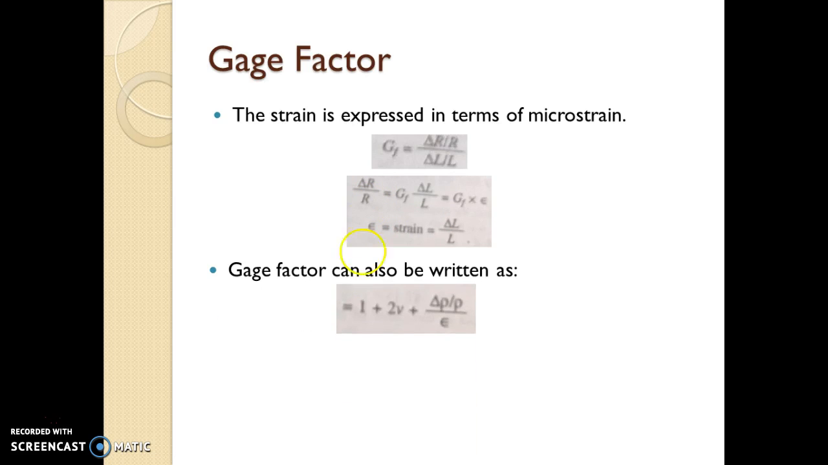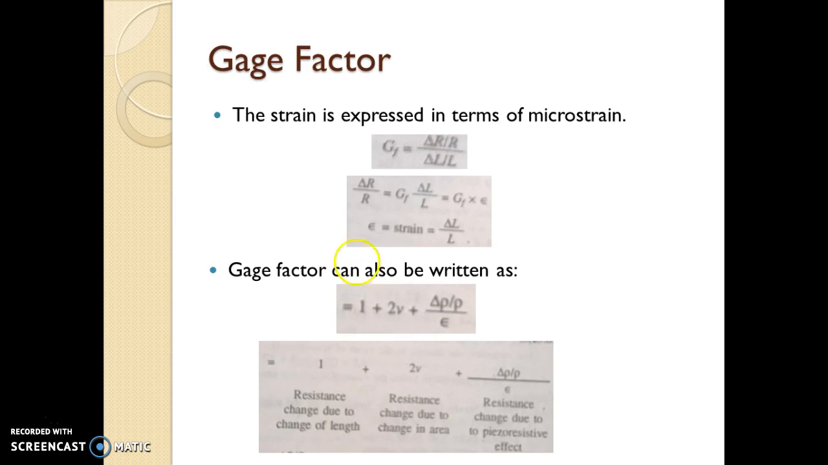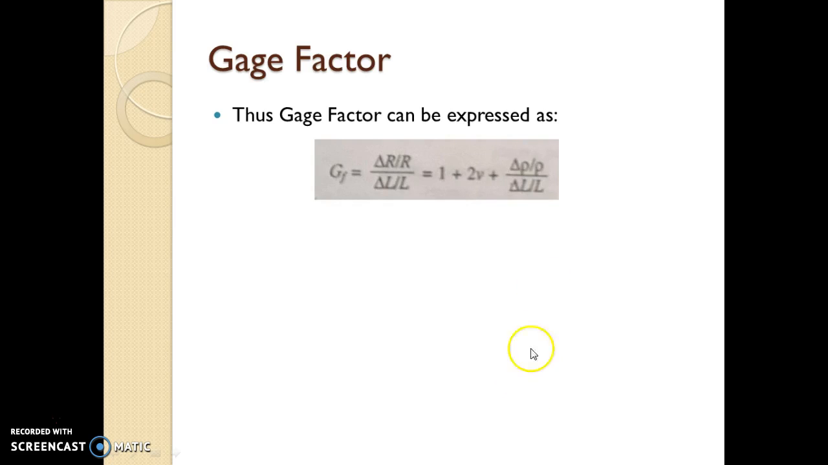Gauge factor can also be written by this equation. So what is this equation? The first factor 1 is because of resistance change due to change in length of the object. This middle term 2 nu is resistance change due to change in area, and this last factor is resistance change due to piezoresistive effect. So this is the main formula for strain gauge. If you want to express gauge factor in a nutshell, this is the formula.